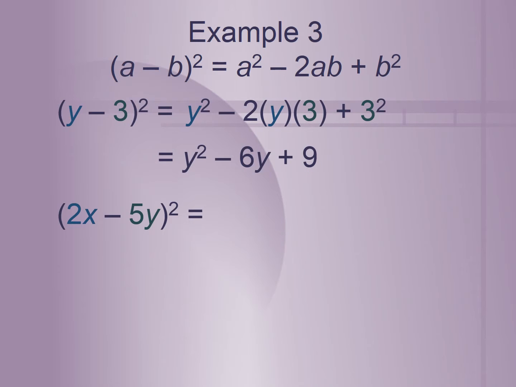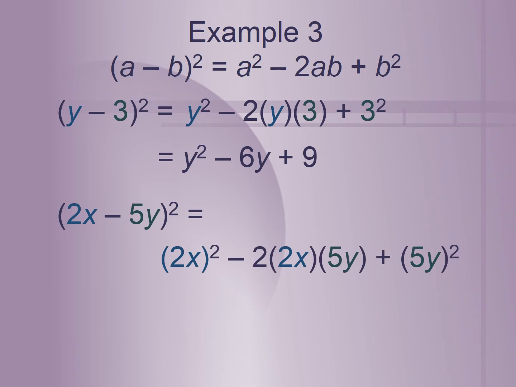Let's do another example. We'll do 2x minus 5y, squared. So we have our first term squared, so 2x squared, minus 2 times our first term times our second term, plus our second term squared.